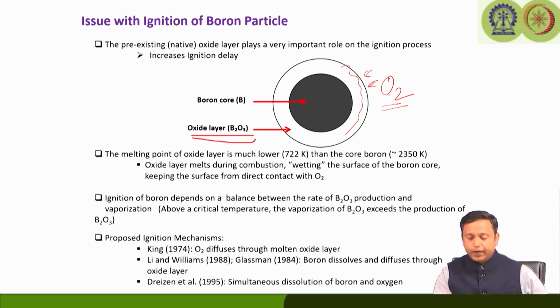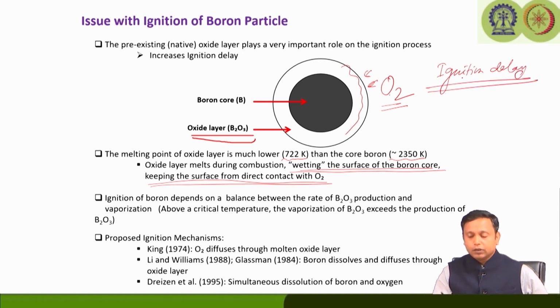Interestingly, the melting point of the oxide layer, the boron oxide, is much lower than the core boron, at about 722 Kelvin, and that will create a molten layer, but it is still going to protect. It wets the surface of the boron core and keeps the surface from direct contact with the oxygen. So, it is not allowing the boron to react with the oxygen; it acts like a protecting layer, and because of that the ignition is delayed.